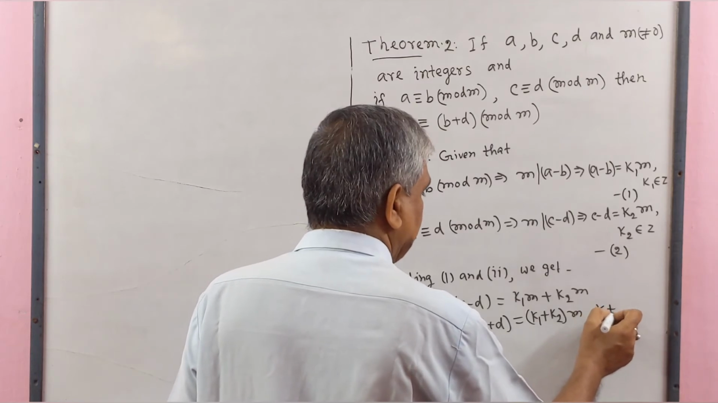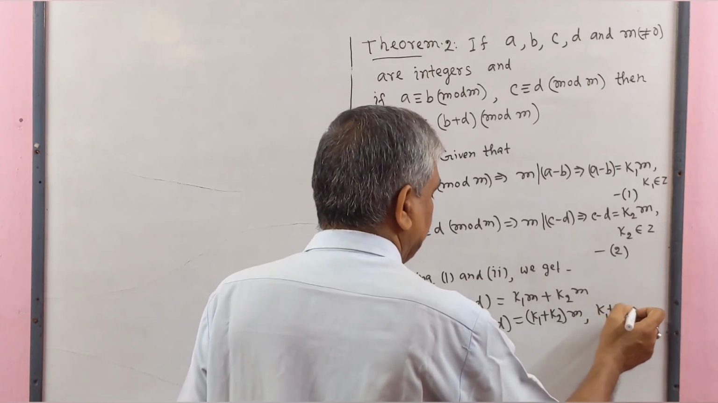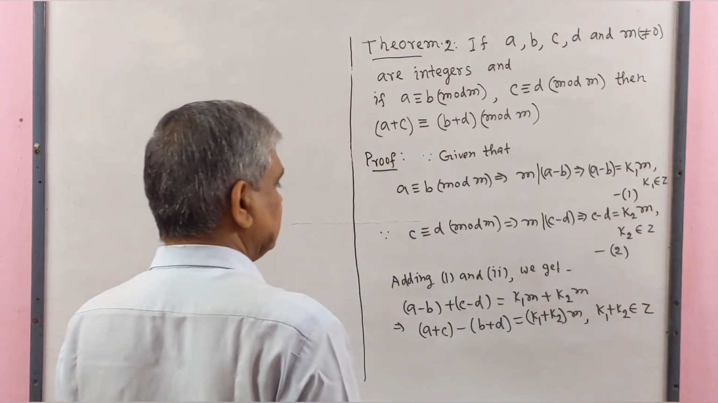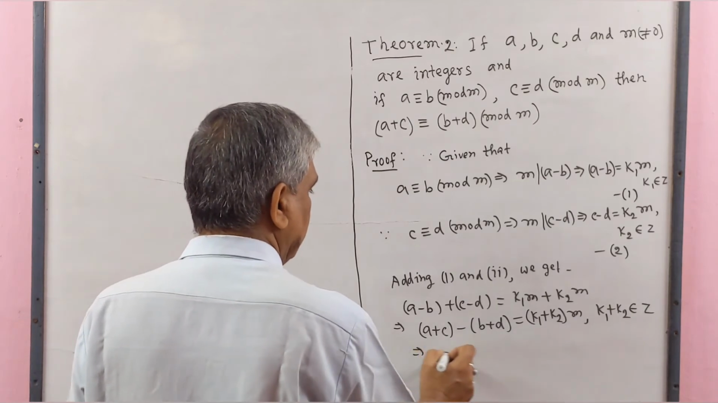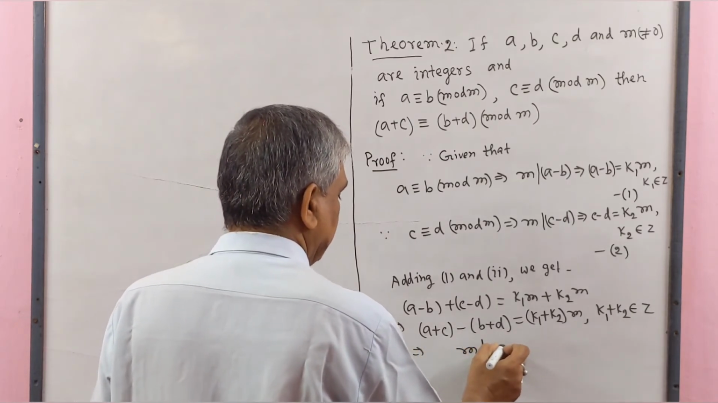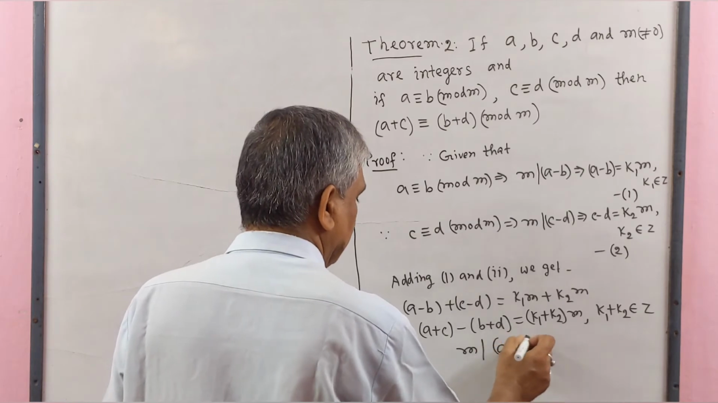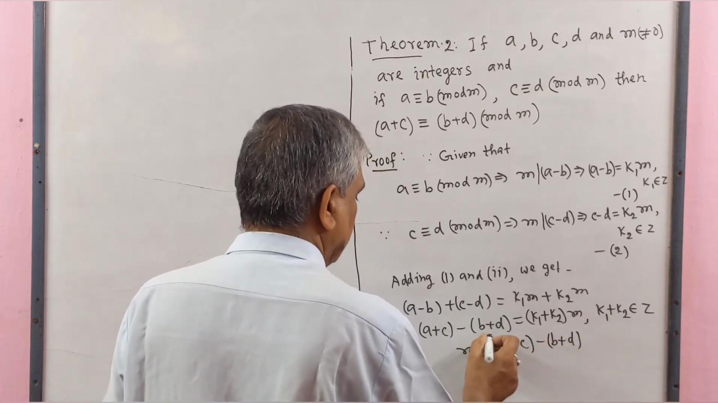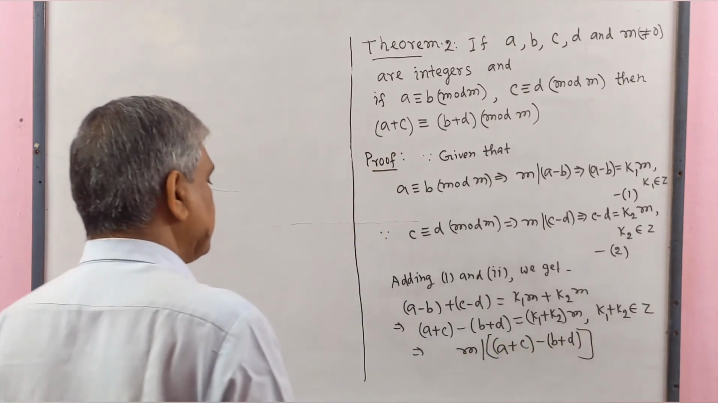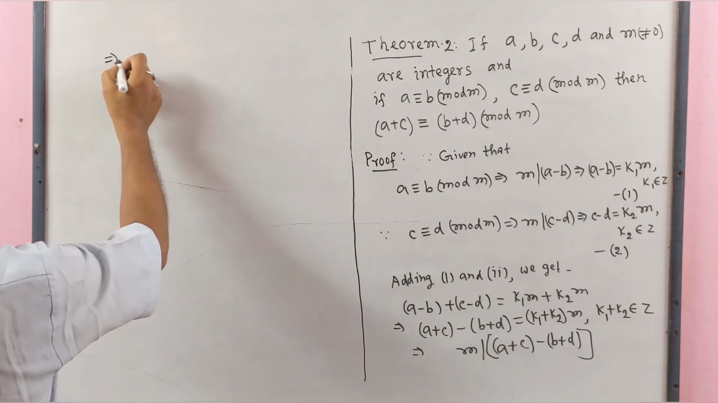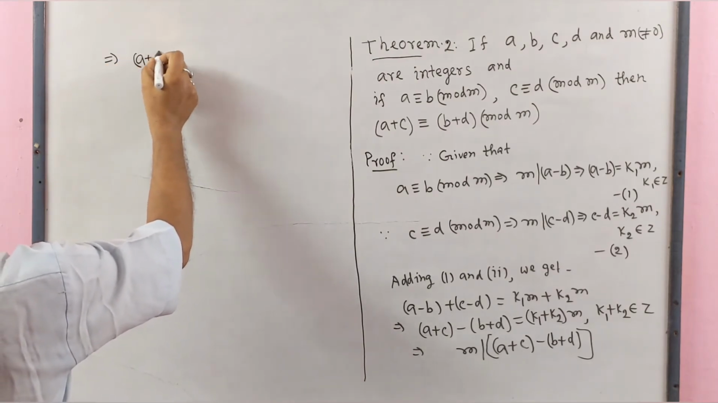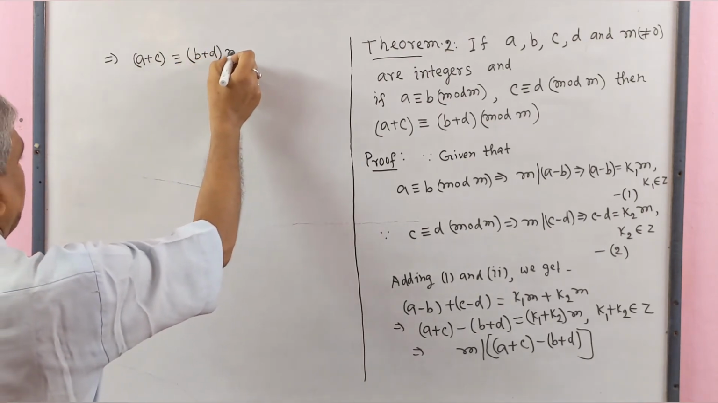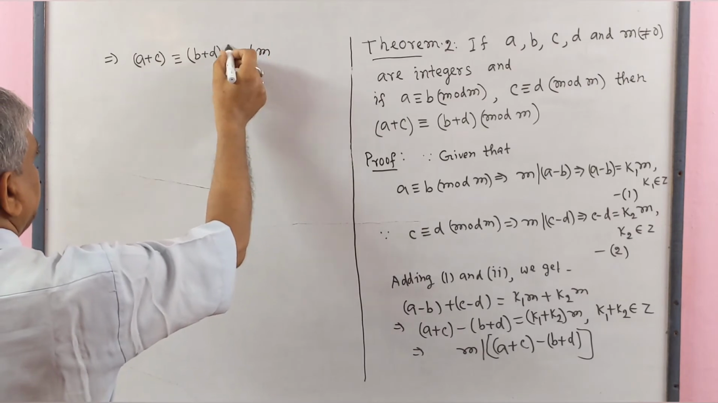k1 is an integer, k2 is another integer, then their sum is an integer. This means m divides a plus c minus b plus d. This means a plus c is congruent to b plus d modulo m. Proved.